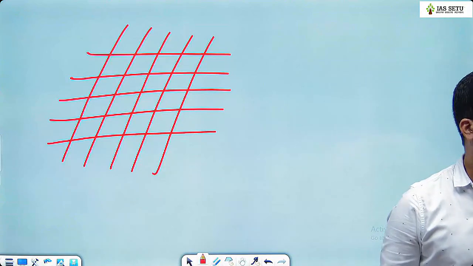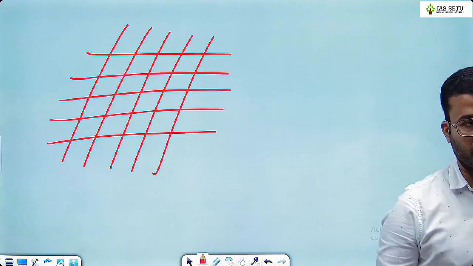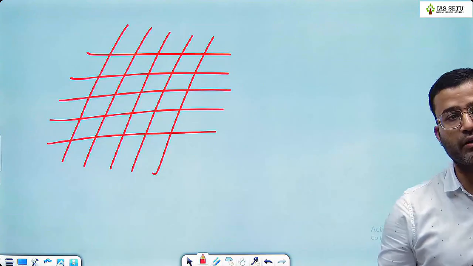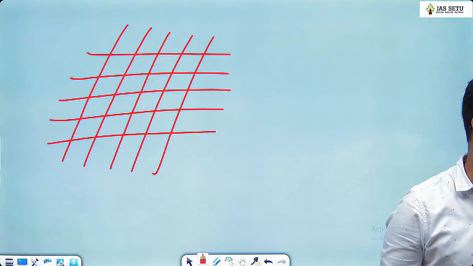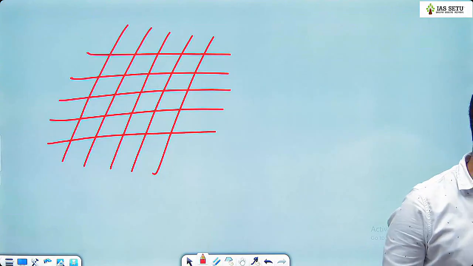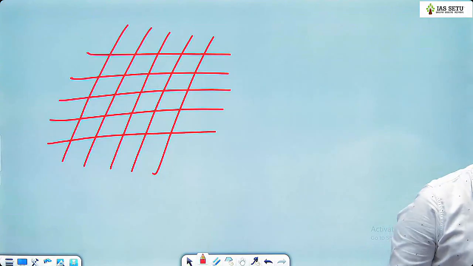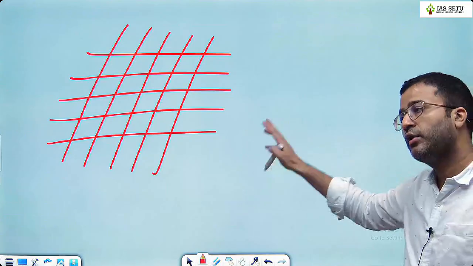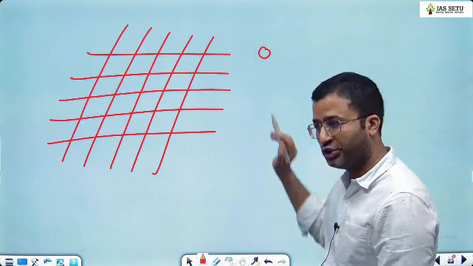ठीक है? Here we have 2 answers. I asked rectangle, I have not asked parallelogram. For parallelogram your answer is correct, 100. I asked rectangle. Rectangle में angle has to be 90 degree. If they are intersecting like this, there is no rectangle. So there is a possibility that the answer is 0.